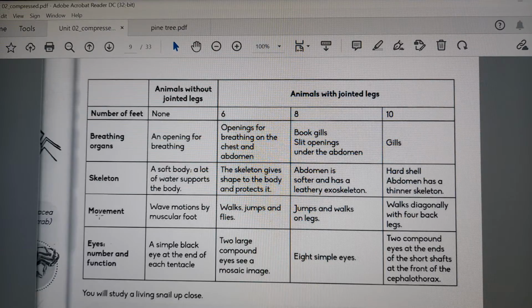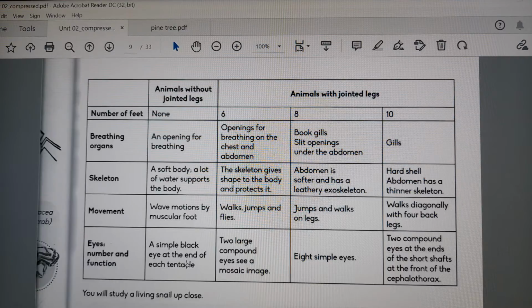And movement: it has wave motions by a muscular foot. And eyes, number and function: a simple black eye at the end of each tentacle. So the eye is at the end of each tentacle.